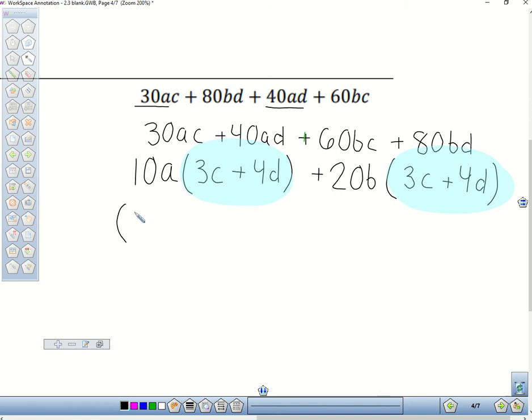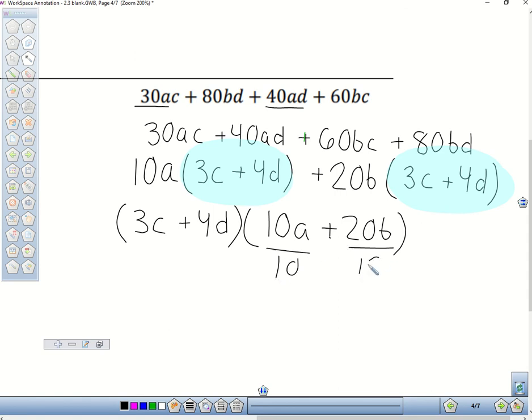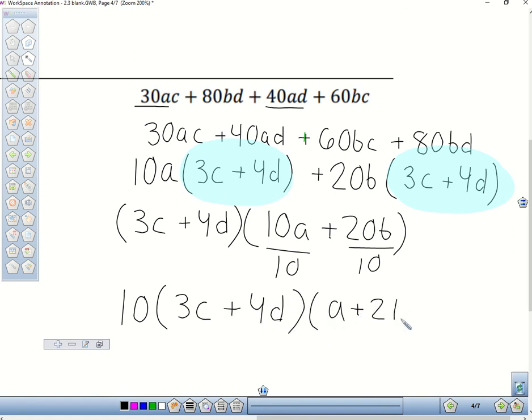So that leaves me with 3c plus 4d times 10a plus 20b. Now we can factor out the 2 or the 10, right? So we can factor a 10 out of this, right? So that's going to become 10 times 3c plus 4d times a plus 2b.